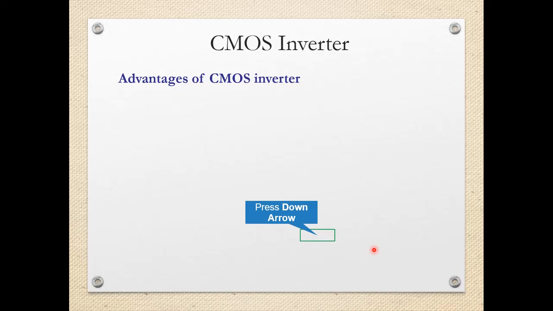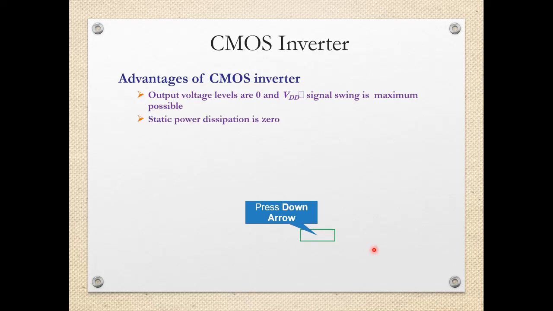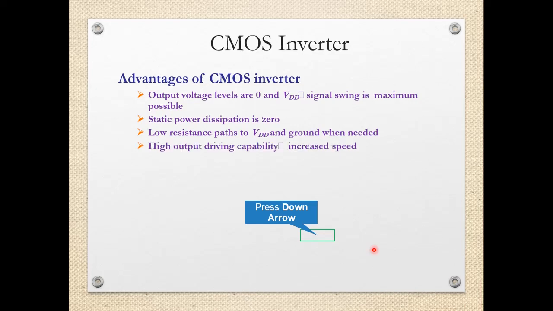So now we'll see the advantages of this CMOS inverter. Output voltage levels are 0 and VDD. The signal swing is the maximum possible. Static power dissipation is 0. So there will be dissipation only during the switching, and that is very small. Low resistance path to VDD and ground when needed. High output driving capability and increased speed.